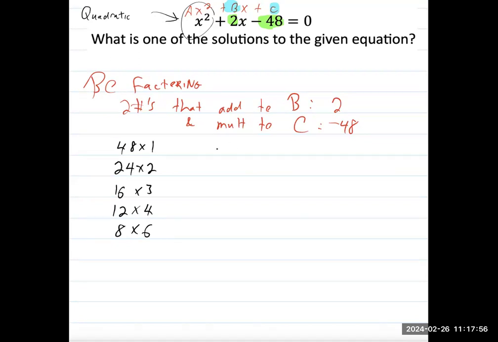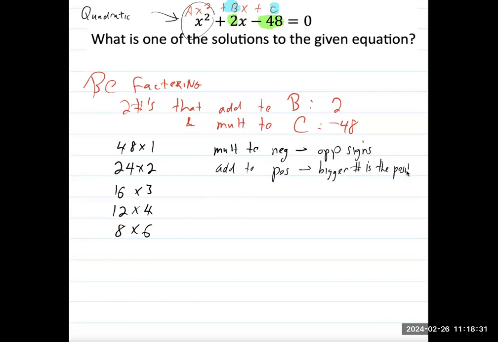Next thing you know, we can consider the signs. If they multiply to a negative, that's going to tell us that we have opposite signs, because only a positive and negative would multiply to a negative. And out of those two numbers with opposite signs, they add to a positive, which means that the bigger number is the positive number.